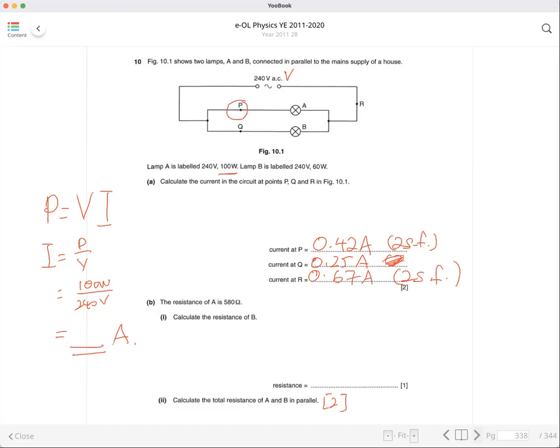Ryan, your resistor at B is incorrect. Can you try again? Yuting, your resistor at B is incorrect as well. What is the formula? Okay, B1, Yuting, what's your formula for that? Why do you have 580 times 0.25 over 0.42? Can you try again?